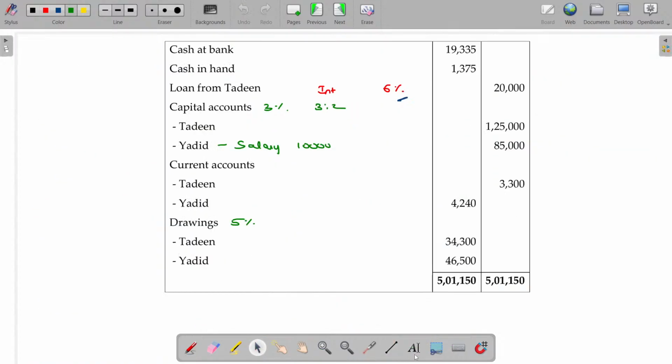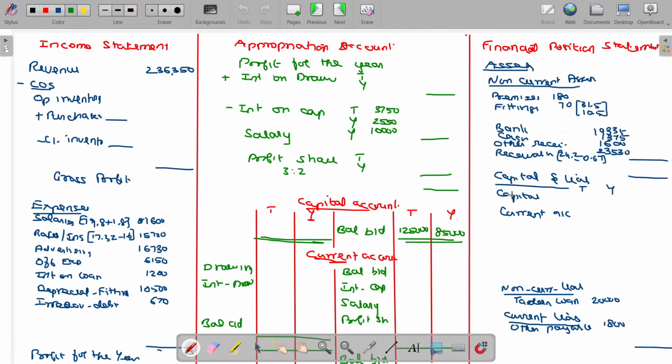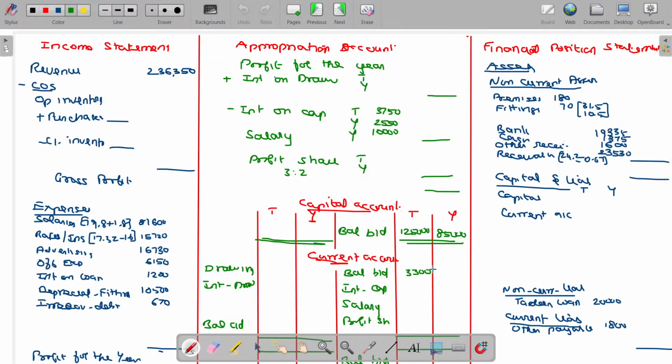Next we will go for the current account information to be posted. Current account: Tadin 3,300, Edit 4,240. 3,300, 4,240 here. Is that clear?